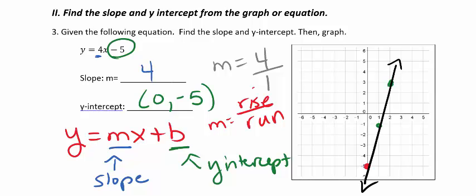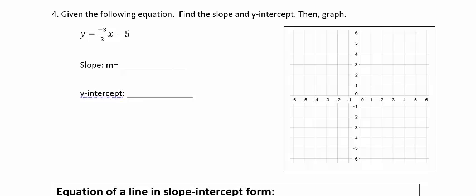We've connected our points here, and we can see that the line has a positive slope because it's going up left to right, and that matches with our slope of 4 being a positive slope. In number 4, we're given the equation y equals -3/2 x minus 5, and we want to find the slope and y-intercept and use them to graph the line.